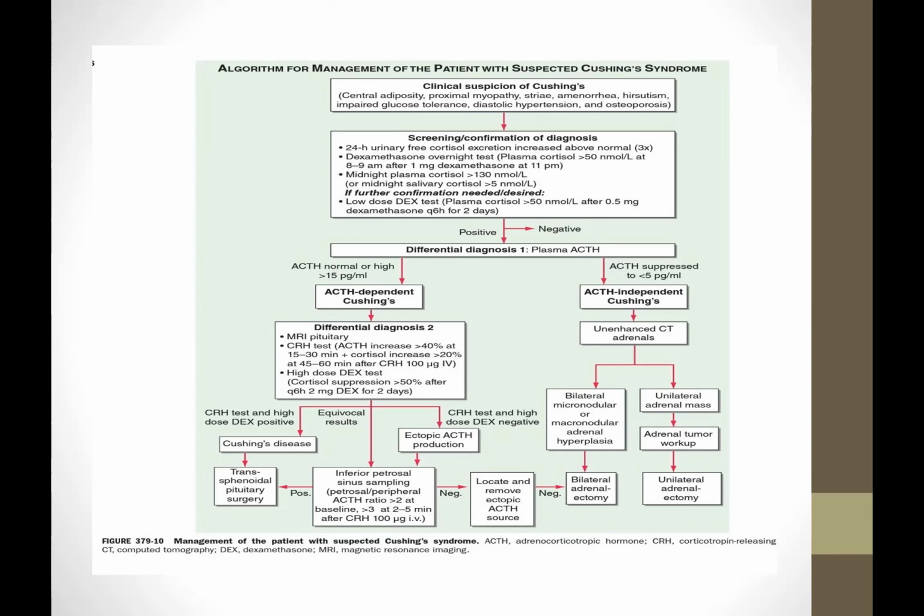Correct. This is the algorithm from Harrison. So very good, the same thing we have discussed. In general, very simple. First of all, suspicion of the clinical disease. Second, exclude exogenous steroid use. Then do a screening test. Screening test can be 24-hour urinary free cortisol, or midnight plasma cortisol, or midnight salivary cortisol.